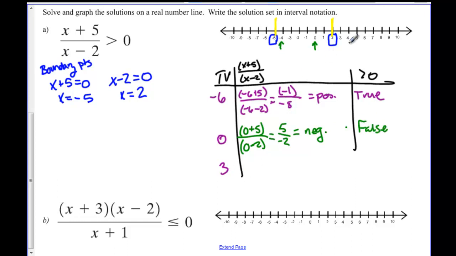So when we plug in our 3, we're going to be thinking about 3 plus 5 over 3 minus 2. So the 3 plus 5 is going to give us 8. 3 minus 2 is going to give us a 1. Two positives give us a positive. A positive number is greater than 0. True.